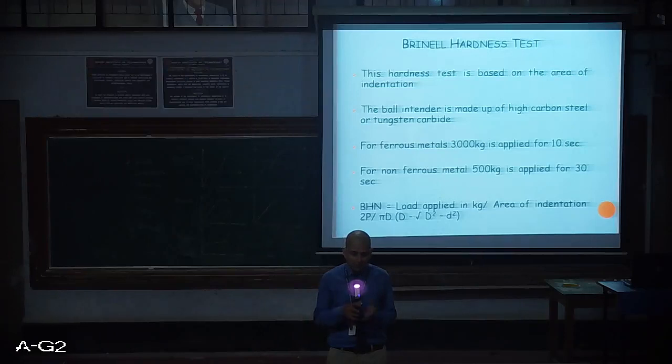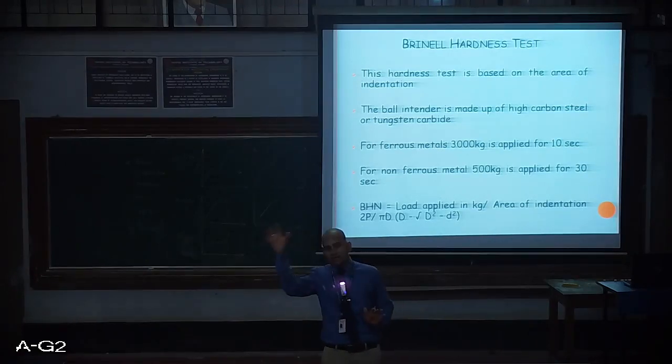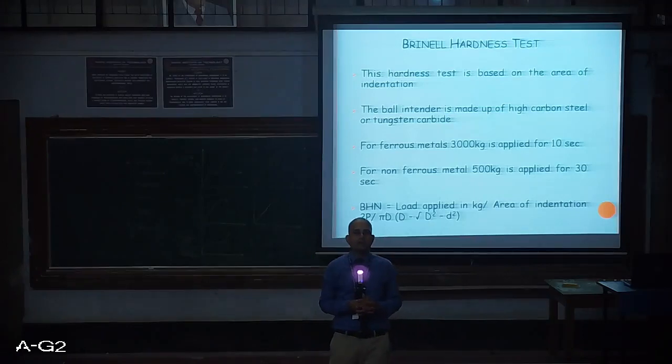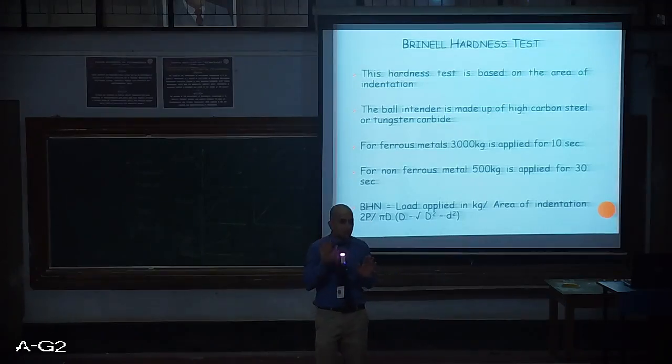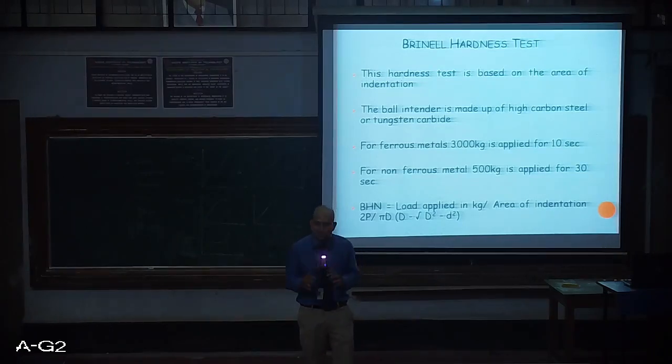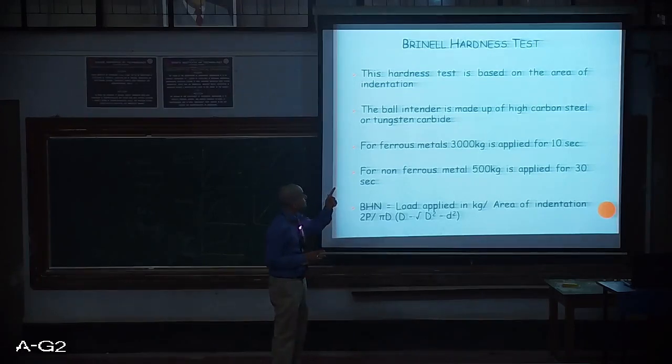That means when you take a material, indent it, and put a force on that indentation, it will create an indenter mark. That mark's area is evaluated and correlated with the hardness of the material. That is the basic difference between the Brinell hardness test and the Rockwell hardness test. This is a question usually asked in quizzes as well as interviews, right? So the Brinell hardness test is based upon the area of indentation.